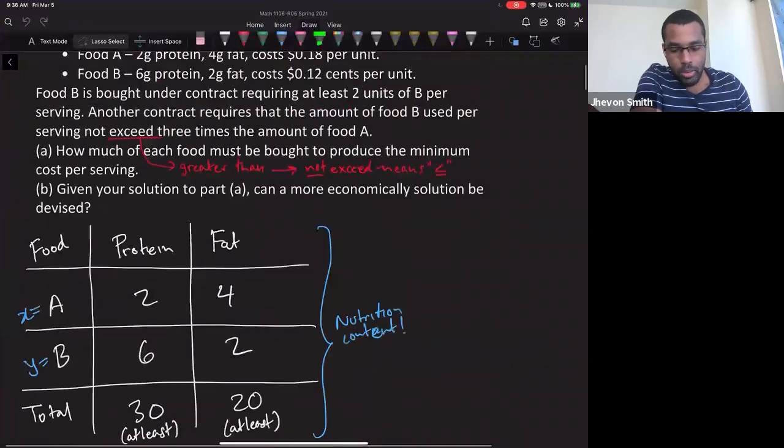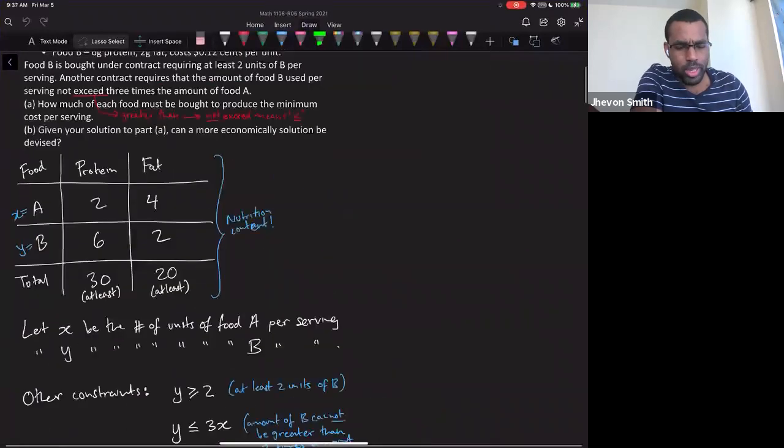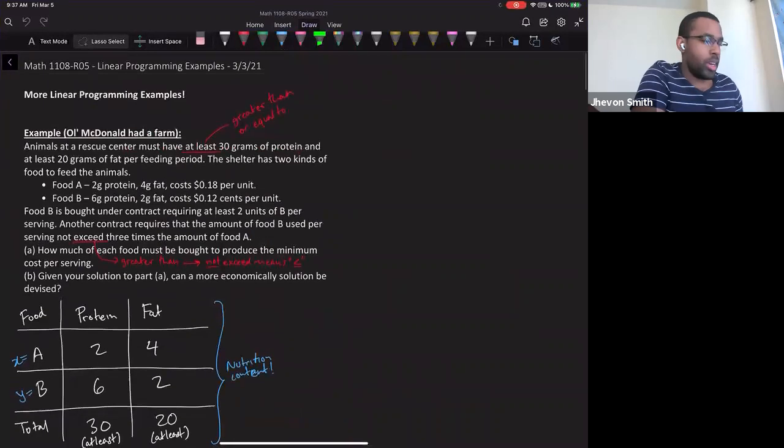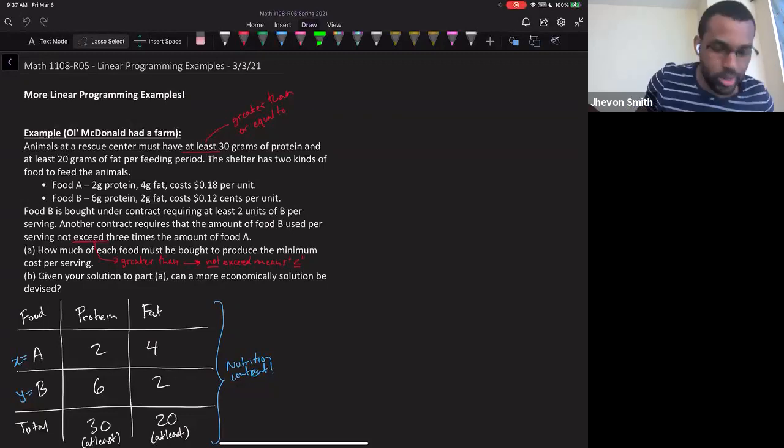I want to do some more examples today because these problems are very important and they are also one of the longer problem types out there. So you definitely want to practice a lot to make sure that you get them, you can do them quickly, you understand them, all that good stuff.